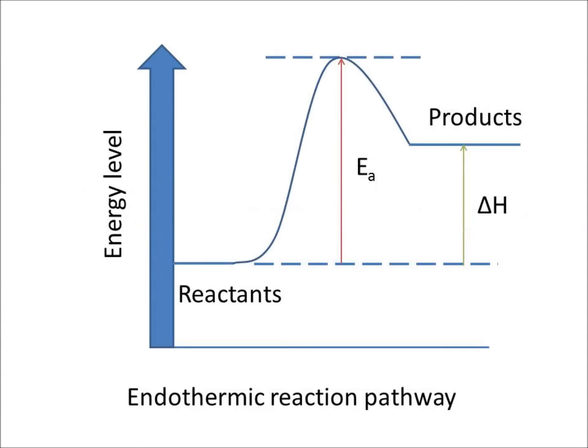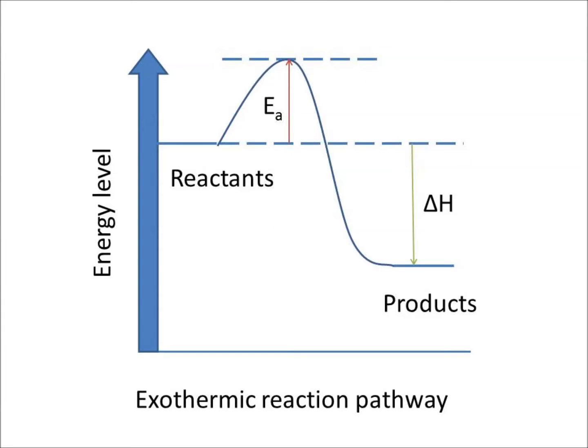For endothermic reactions, delta H is positive, and for exothermic reactions, it's negative. This makes sense as in an endothermic reaction, heat is absorbed by the system, so the products have a higher enthalpy than the reactants. Therefore, the equation, delta H equals products minus reactants, will yield a positive answer. Combustion is an exothermic reaction and will have a negative delta H, as the products will have a lower enthalpy than the reactants, as heat is lost by the system and gained by the surroundings.